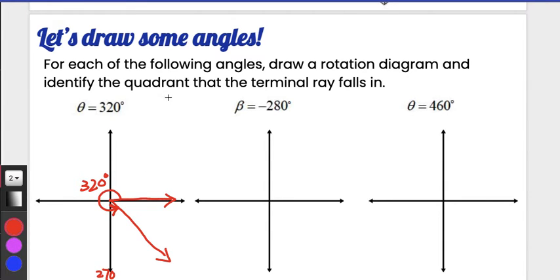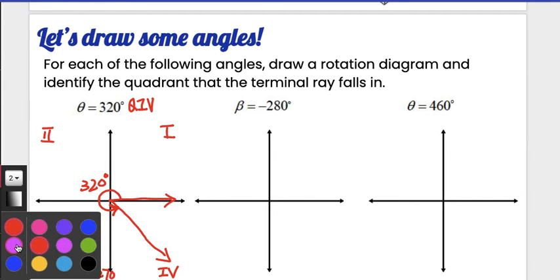And now let's check which quadrant the terminal ray falls in. Just want to remind you, the fourth quadrant is this one in order. As you can see, going counterclockwise increases the quadrant number, so that's actually consistent with the positive angles definition. So the terminal ray is actually in the fourth quadrant, so we are going to label it fourth quadrant. Now let's work on the next one.